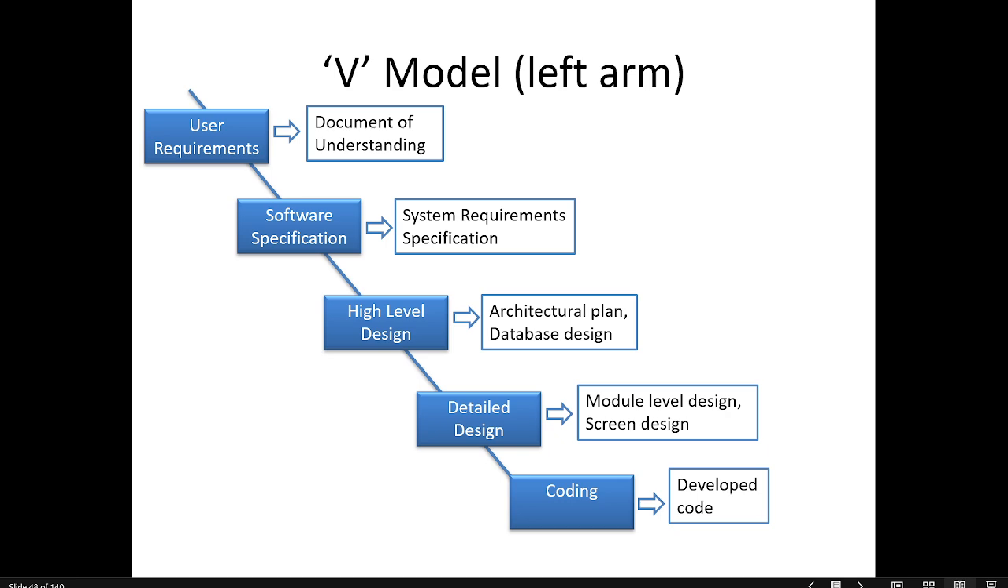Document of understanding: whatever understanding we have from the requirements, which is nothing but identified users' needs. Software specifications give us a system requirement specification. High level design is the architectural plan or database design. Detailed design is module level design or screen design, and then the coding, which is developing code. If you see closely, every phase written on the left hand side is an SDLC phase.